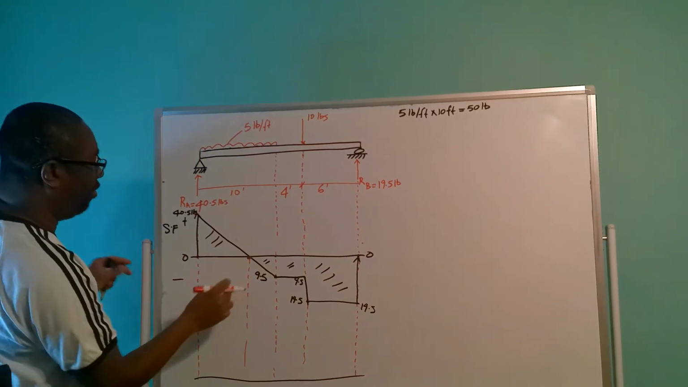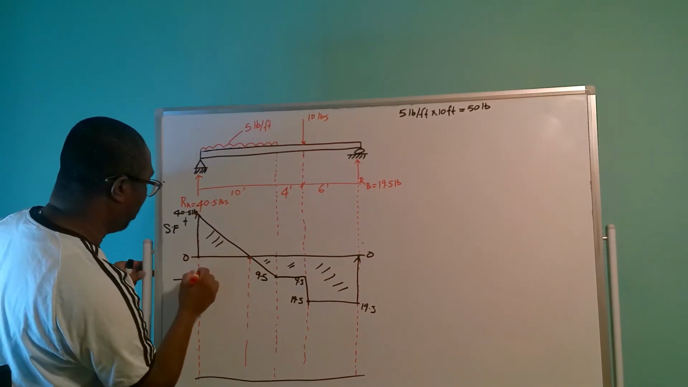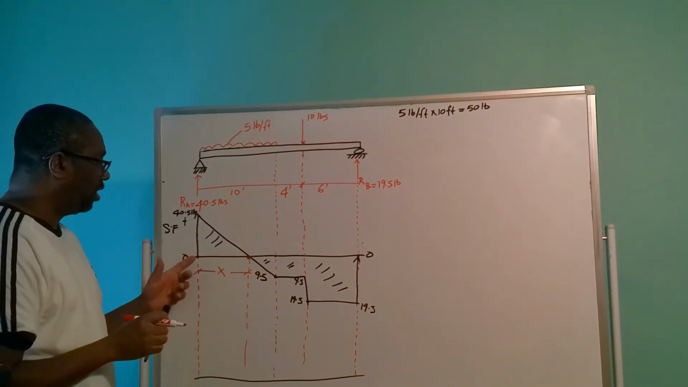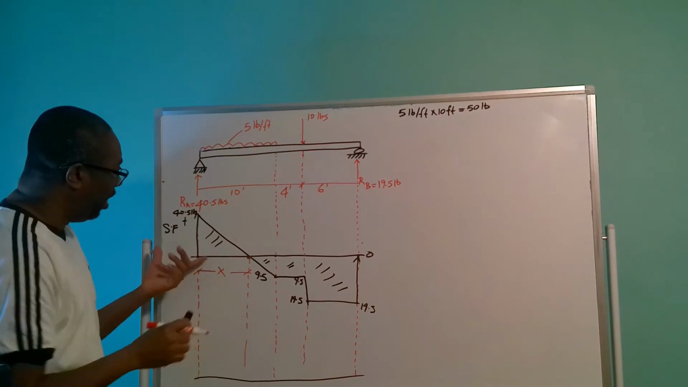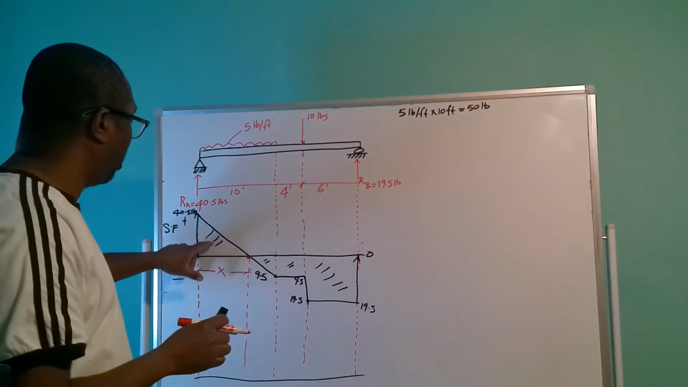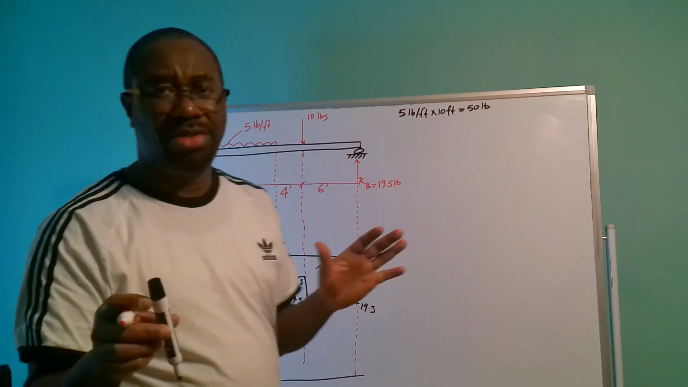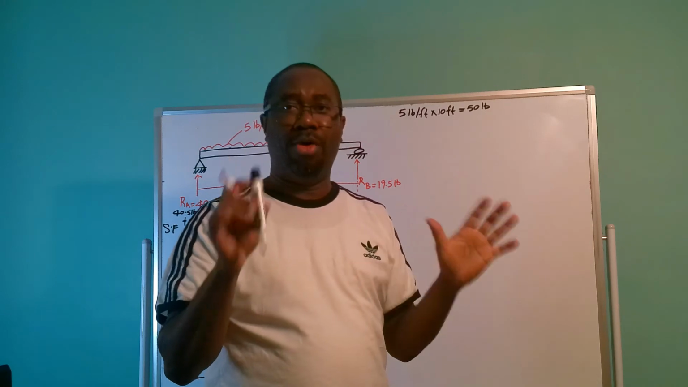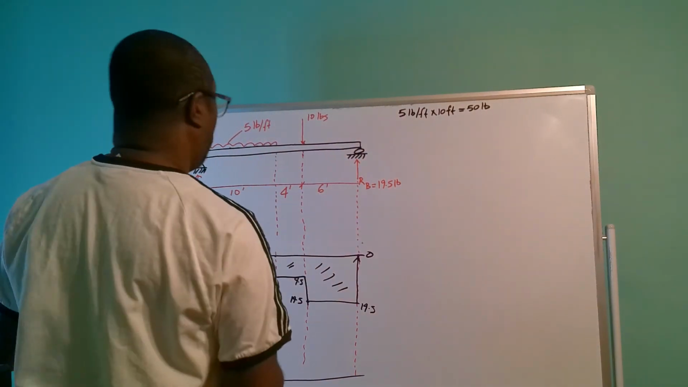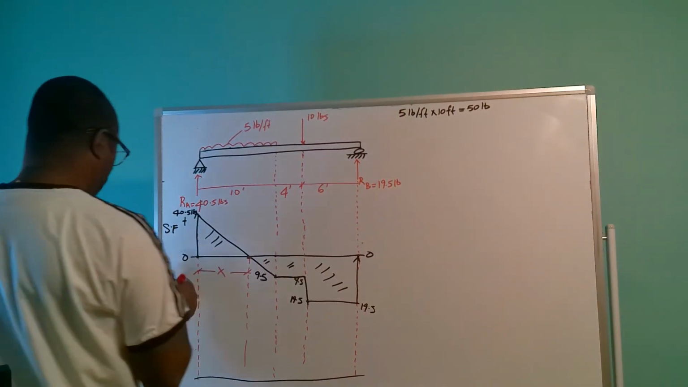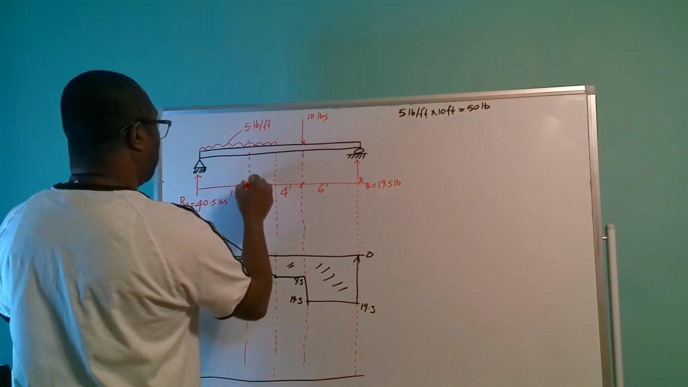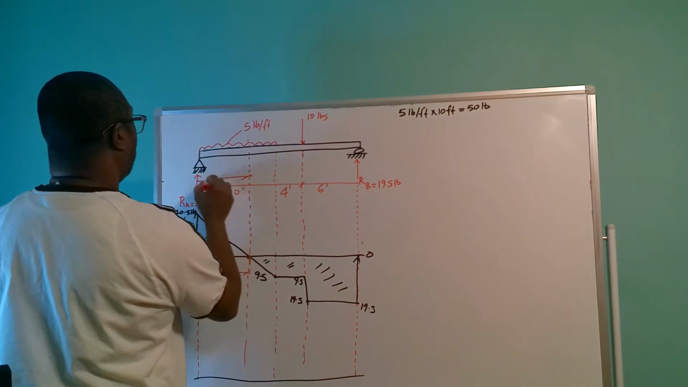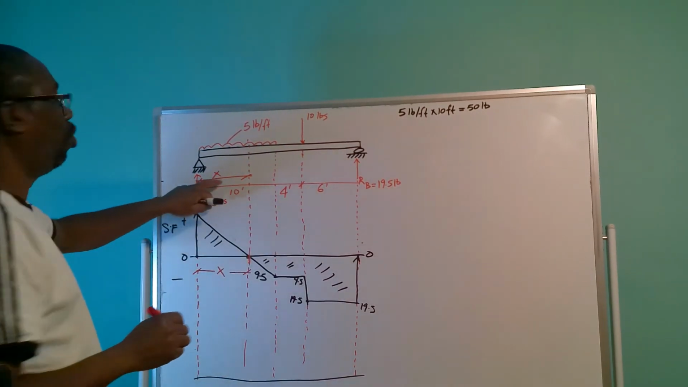So we're going to call the distance from here to here, x, because we do not know it. And we need this distance to calculate the area of the respective shape to know the value for our maximum bending moment. If you project this line up, this is our x value right here, which we do not know.